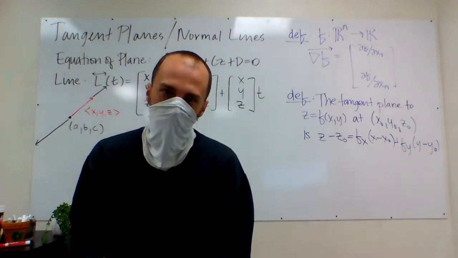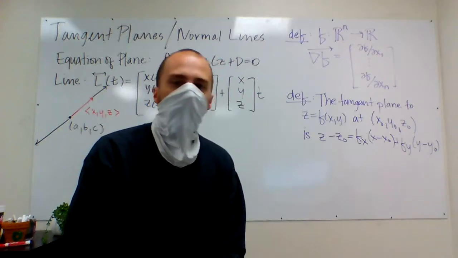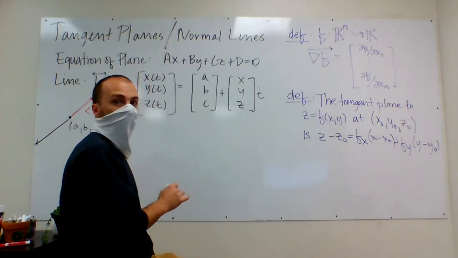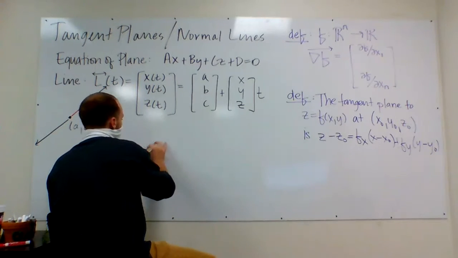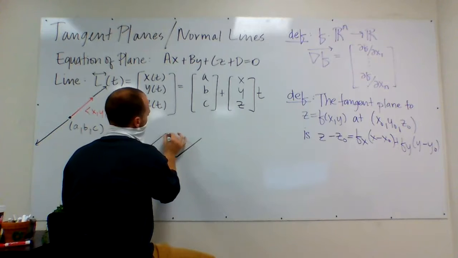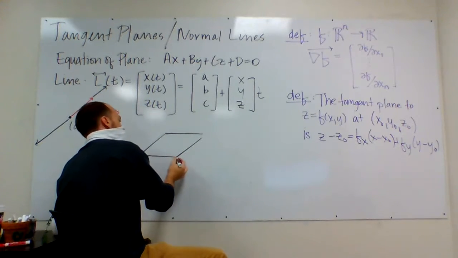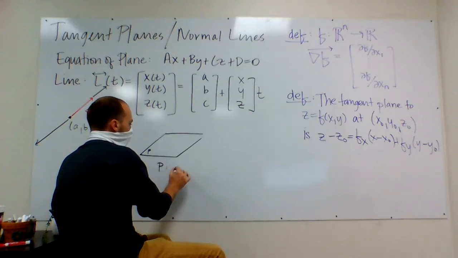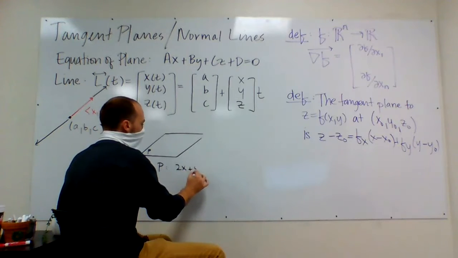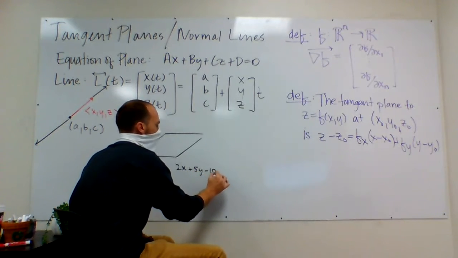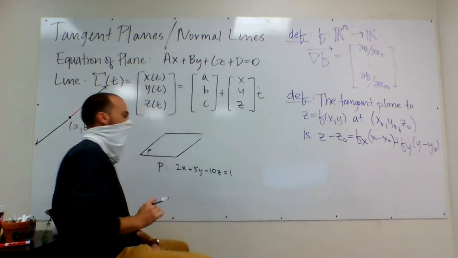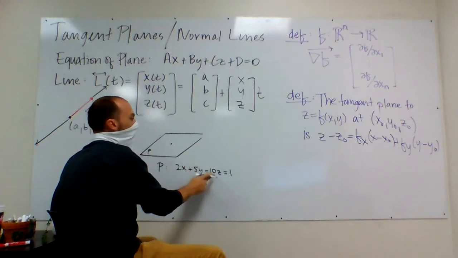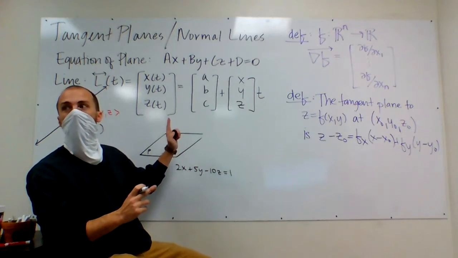And one thing that I told you in linear algebra was that if you have a plane, suppose I'm just going to draw you a hypothetical plane here. I've got this plane P, and P has the equation 2x plus 5y minus 10z equals 1, then the vector (2, 5, negative 10) will sit normal to the plane.